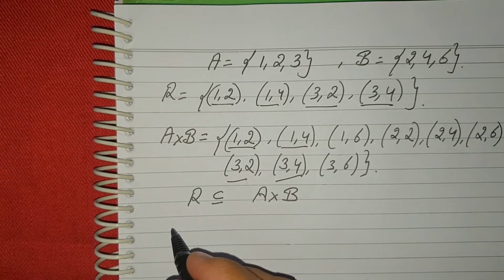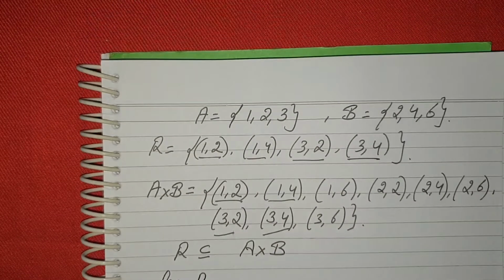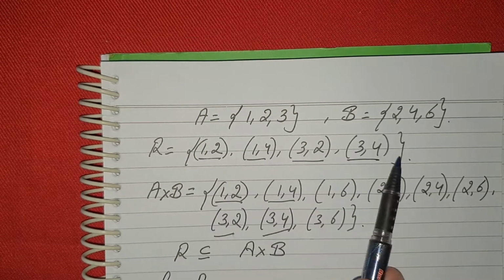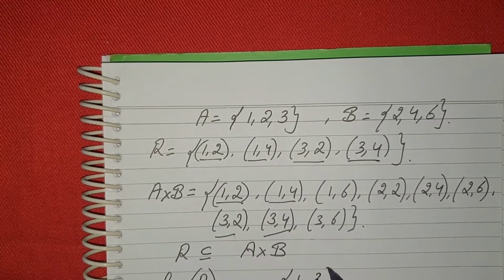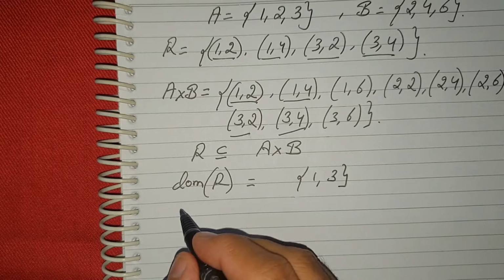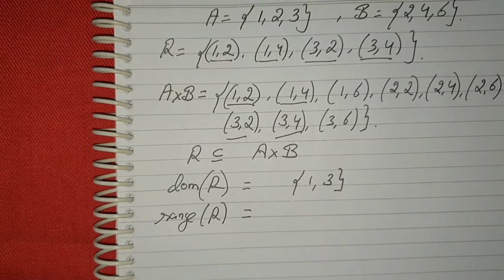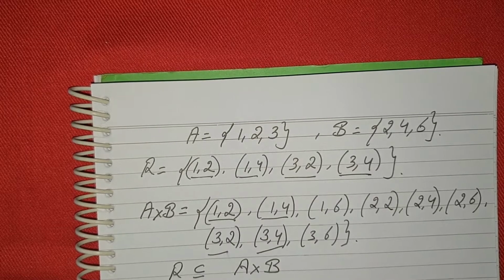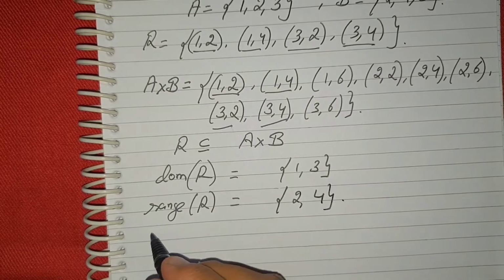Now, what is the domain of R? We know that the domain of R is the first coordinates of elements of R. So 1 and 3. So domain of R is {1, 3}. Now, range of R, let's find the range. We know that the range of R is the second coordinates of elements of R. So this is 2 and 4. Codomain.